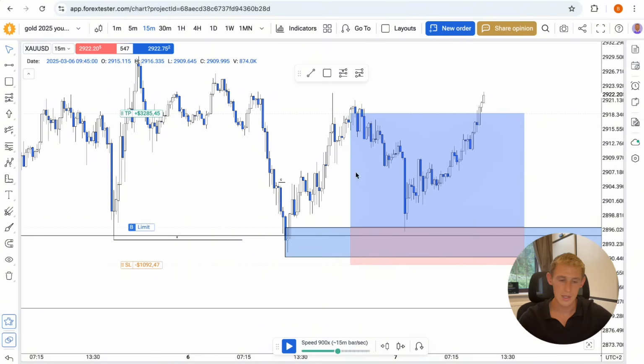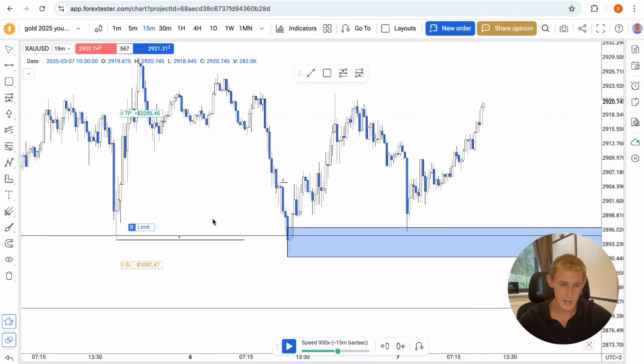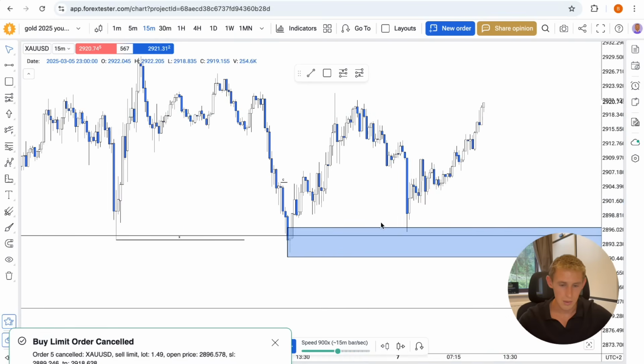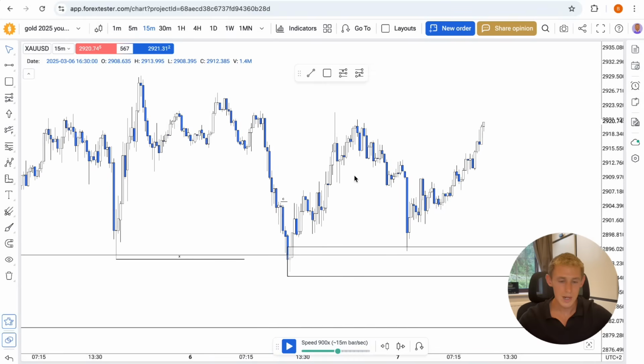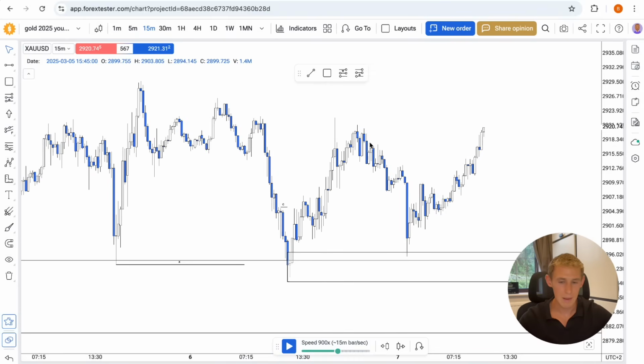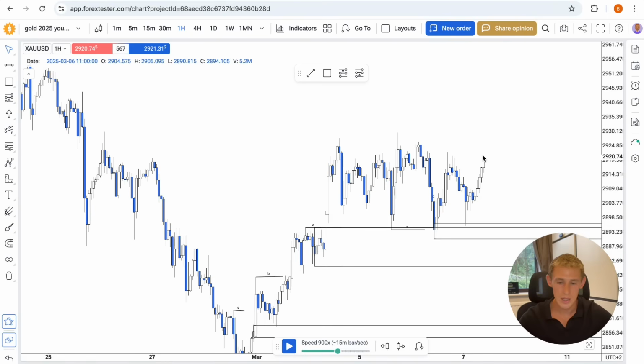Yeah, there we go. Nice TP hit on that one. For some reason, the limit order did not get tagged in, but we'll just ignore that because price very clearly did wick into this zone. So we've seen price mitigate this demand now, and we've seen it push up towards the highs. So what I'm thinking here is that we can likely see price continue up towards the external high up here.